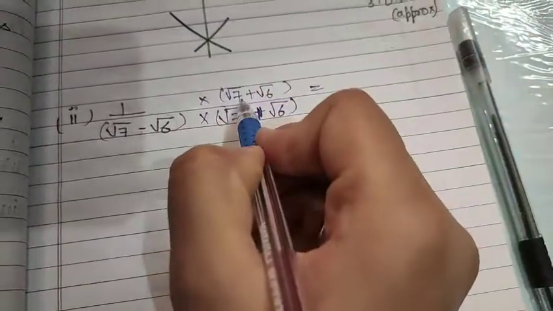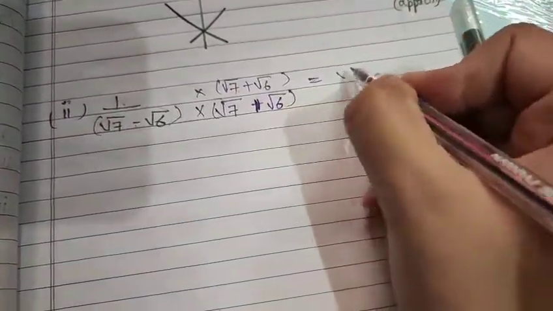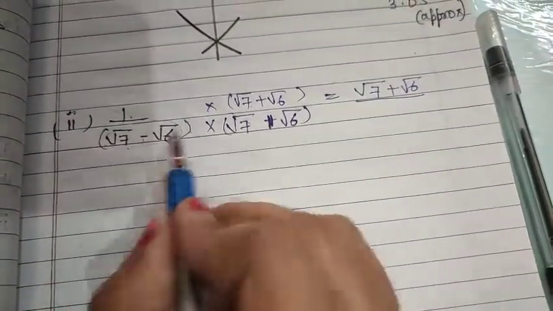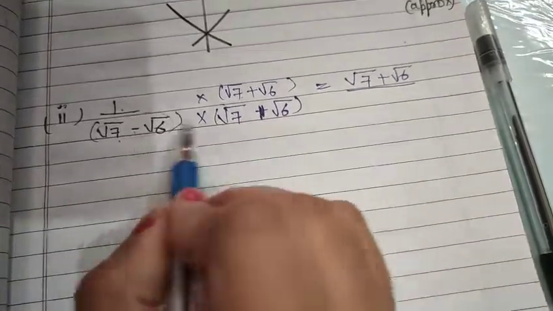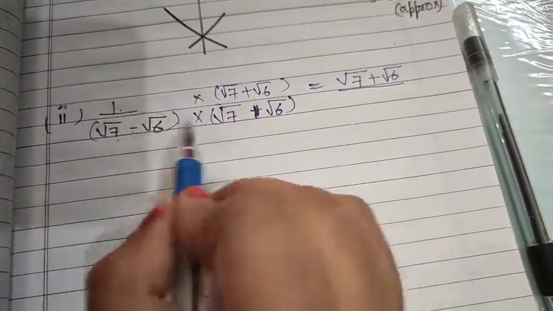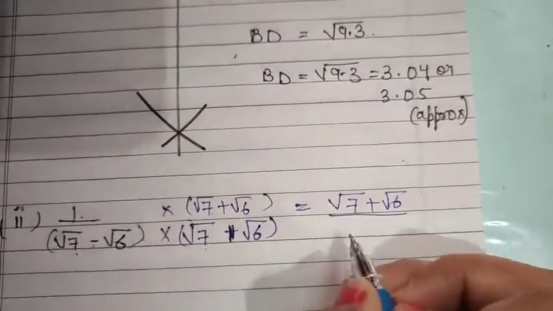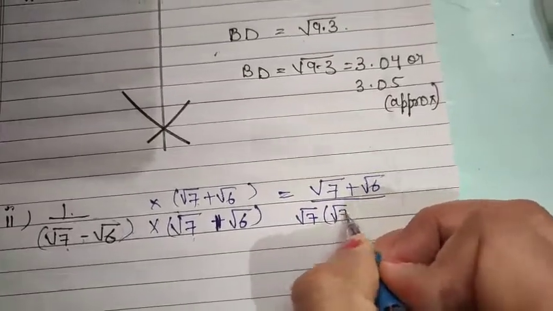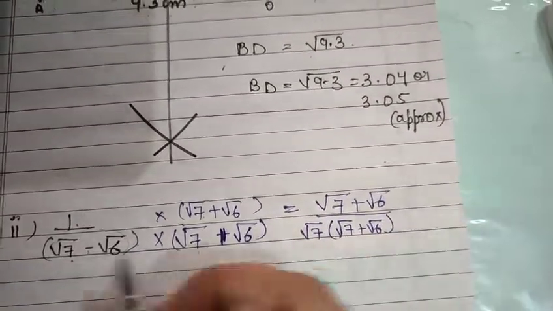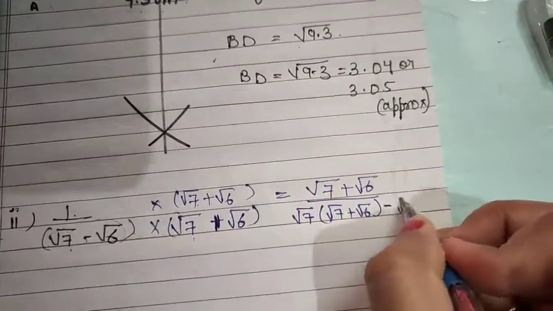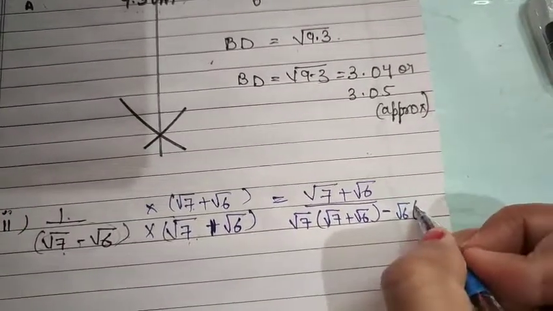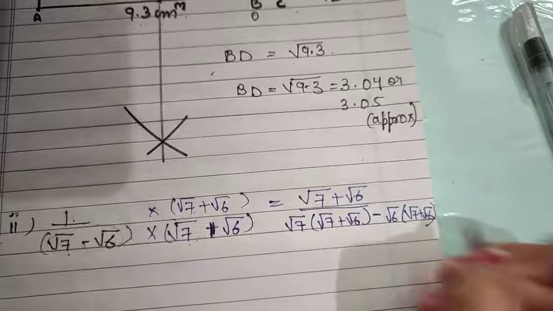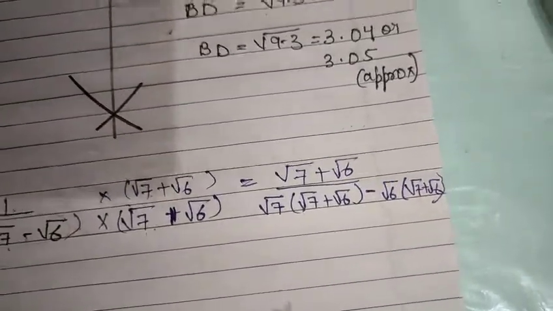Now, when you multiply this number with 1, you will get root 7 plus root 6, the same number. And when you multiply in the denominator, you have to calculate and multiply properly. Look, firstly root 7 will multiply this bracket, root 7 plus root 6, and then here is a sign of minus, so minus root 6 will now multiply with this bracket, root 7 plus root 6.